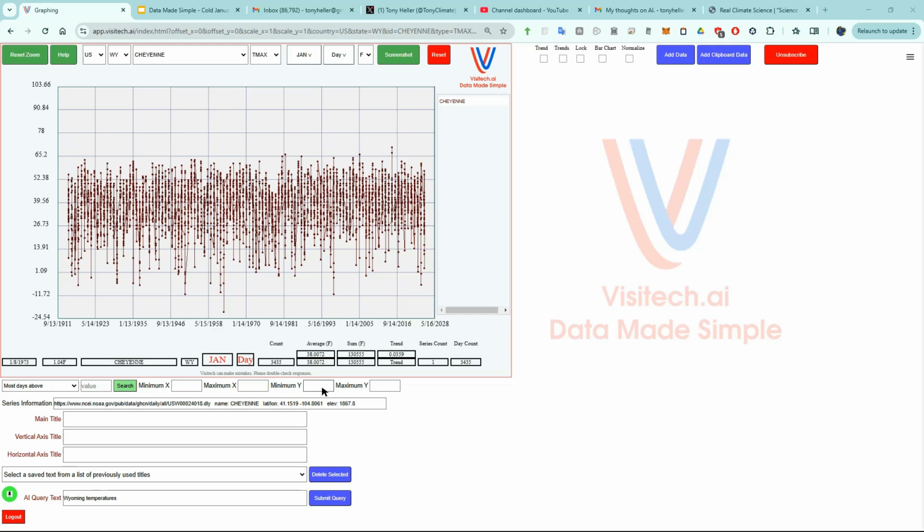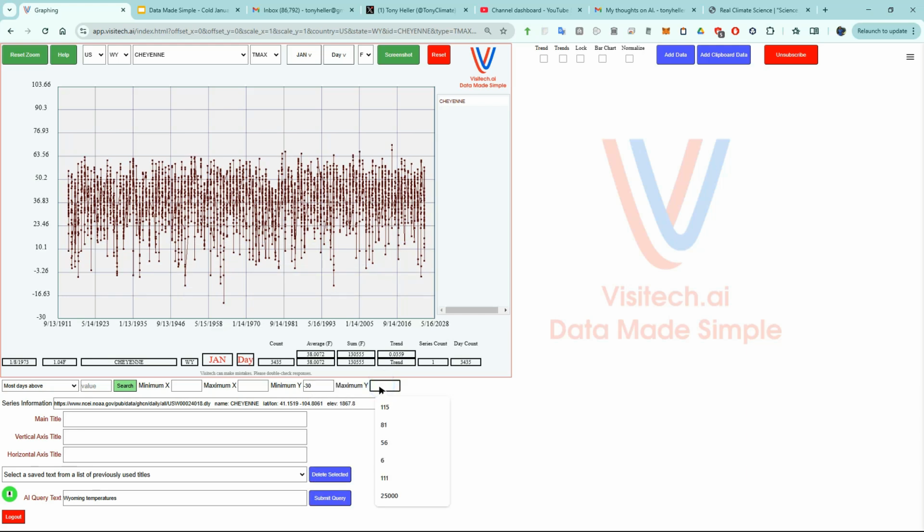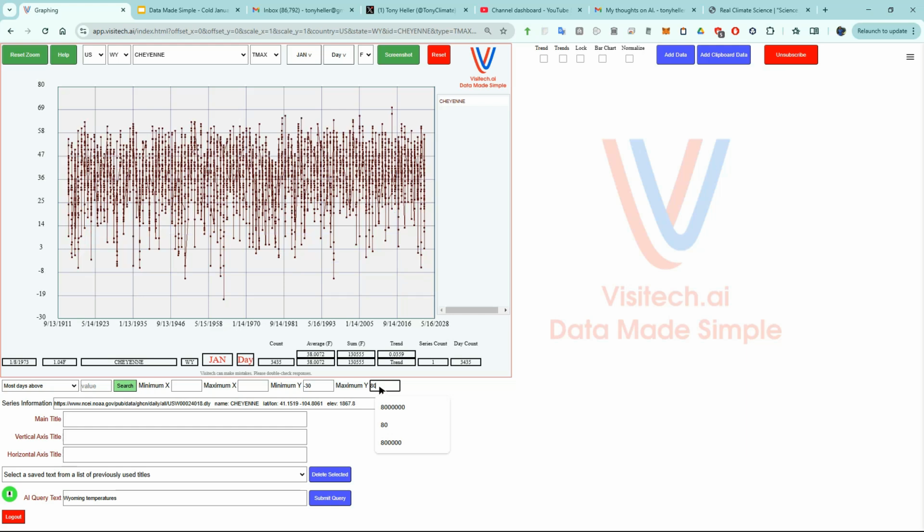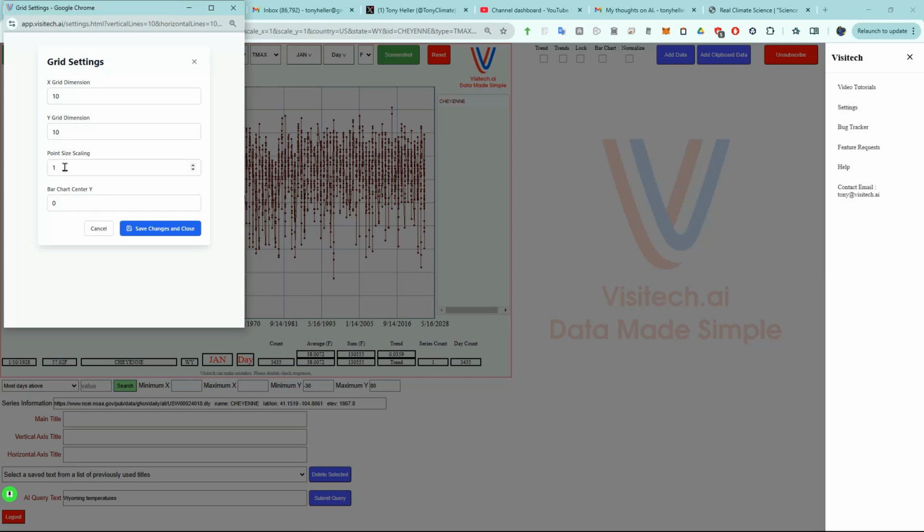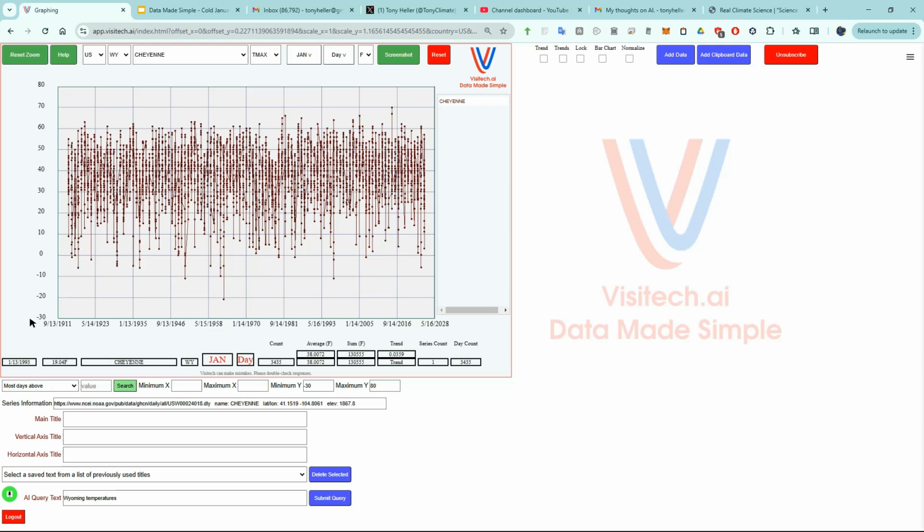In order to make the graph easier to understand, I'm going to set the minimum y to minus 30 and set the maximum y to 80 degrees. This is a temperature range of 110 degrees. So a good choice for the y grid spacing would be 11 or 10 degrees per interval. So I'm going to come over here to Settings and set the y grid dimension to 11. Now the y-axis goes from minus 30 to 80 degrees in 10-degree intervals.